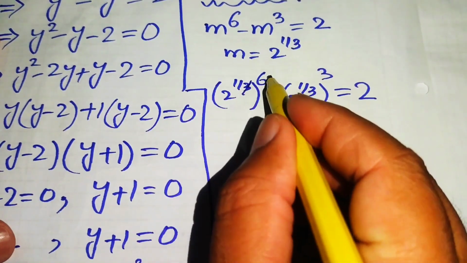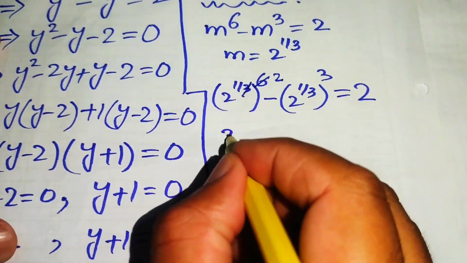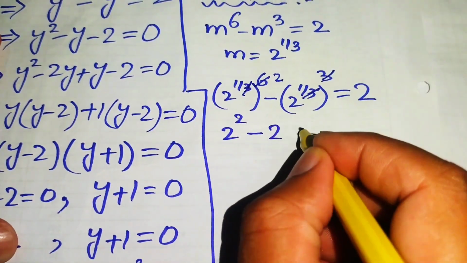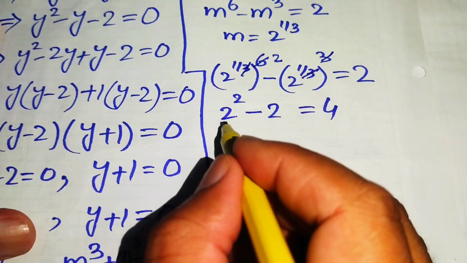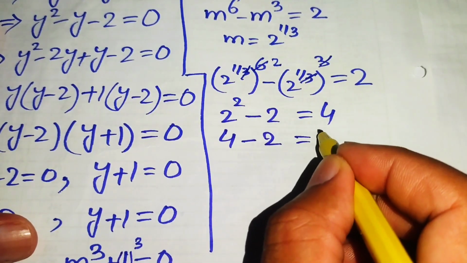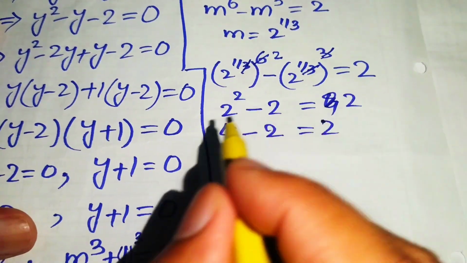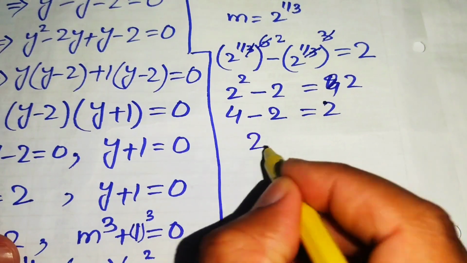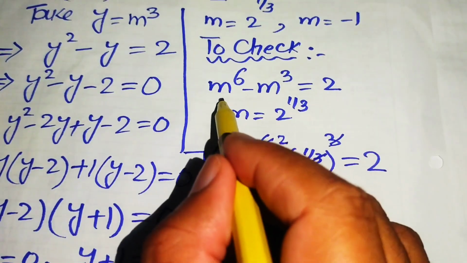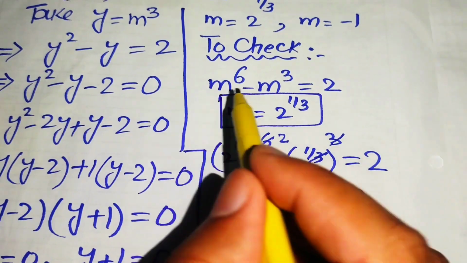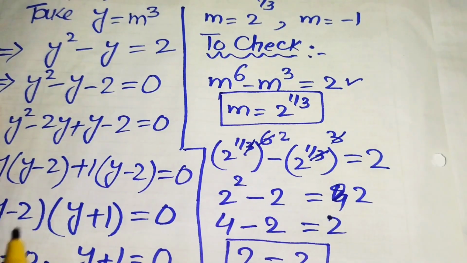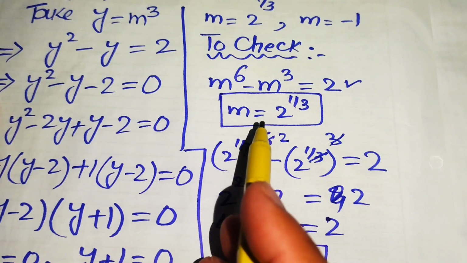So here you see that this 3 is cancelled out by this, and we get 2 squared, minus, this 3 is cancelled out by this, and we get 2, equals 2. So we have 2 squared becomes 4, minus 2, equals 2. Sorry, this is 2, and 4 minus 2 becomes 2, equals 2. So this shows that m equals 2 to the power of 1 over 3 satisfies the given question statement. So m equals 2 to the power of 1 over 3 is the first real root.